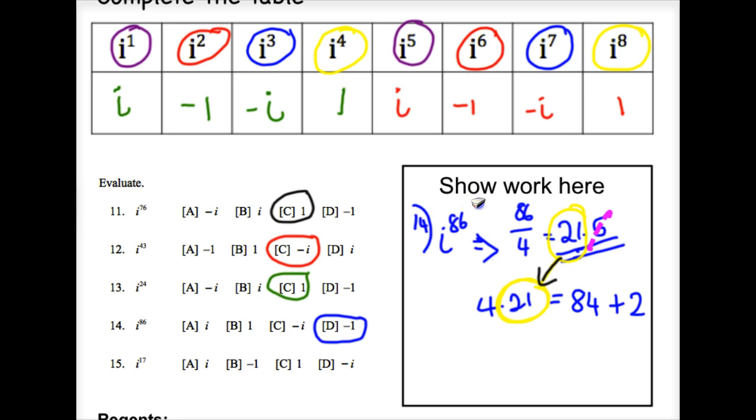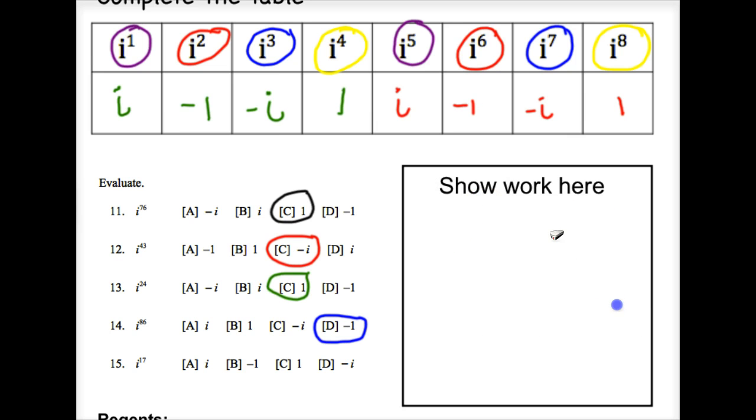Let's go ahead and take this out and do our last example for this portion. Number 15 says i to the 17th. We know this is 17 divided by 4. And again, check your calculator. That's why we did the scoops in the front. 17 divided by 4, control enter. What do you get on your calculator?